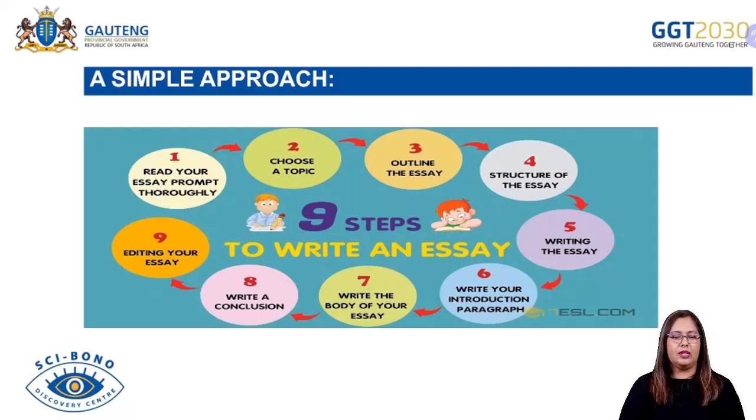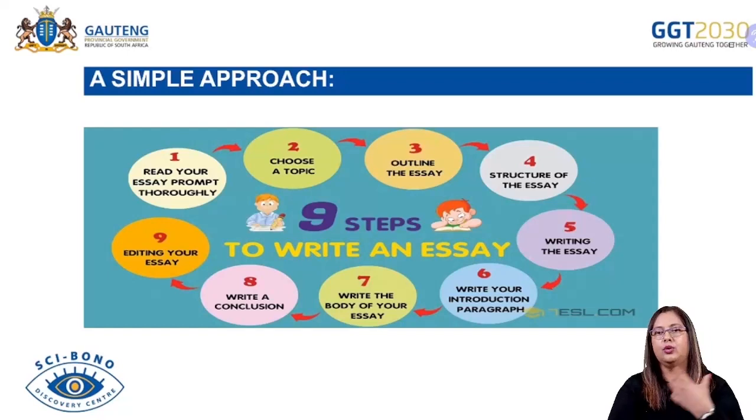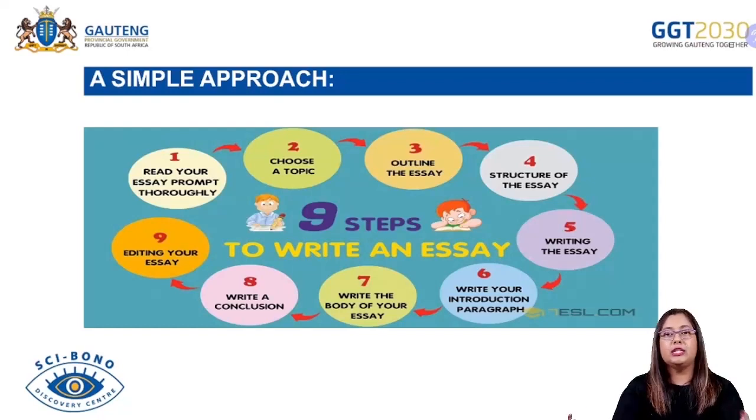Right. Then we have a simple approach for you. There are 9 steps to write an essay, and hopefully you work with that. The first one, read your essay question thoroughly. When you have that, please then go through the 7 topics, and choose the one you're going to write on. Once you've done that, look at outlining an essay. Look at the structure of that essay that you chose to write on. Then write the essay. And when you're writing the essay, obviously make sure you look at the writing process here.